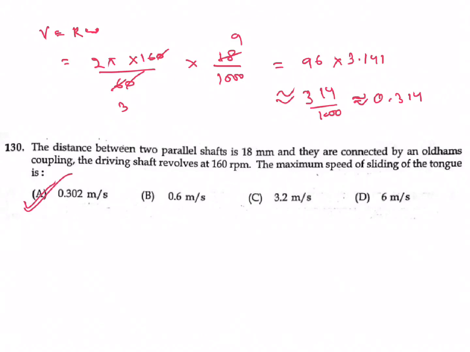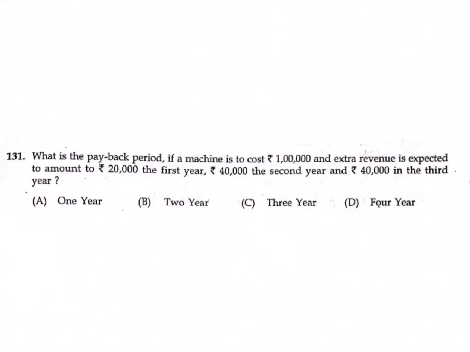What is the payback period if machine is to cost 1 lakh rupees? Extra revenue is expected to amount 20,000 first year, 40,000 second year, 40,000 in third year. So total how much it's coming? 3 years, 40,000, 40,000, 20,000, 1 lakh it's coming. So answer is C.